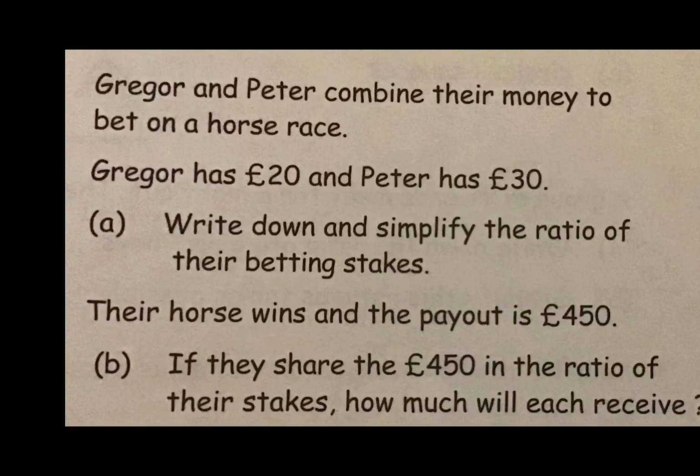So this is a good indication that you've done the work correctly. Last example is this. Gregor and Peter combine their money to bet on a horse race. Gregor has £20 and Peter has £30. Write down and simplify the ratio of their betting stakes. Their horse wins and the payout is £450. If they share the £450 in the ratio of their stakes, how much will each receive?